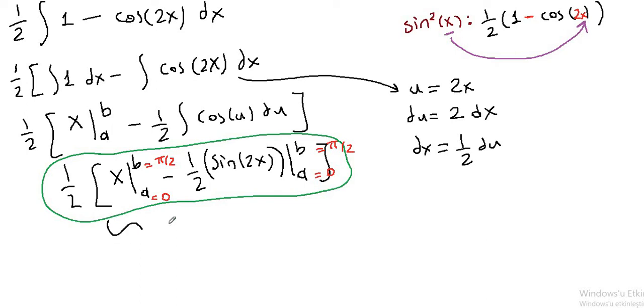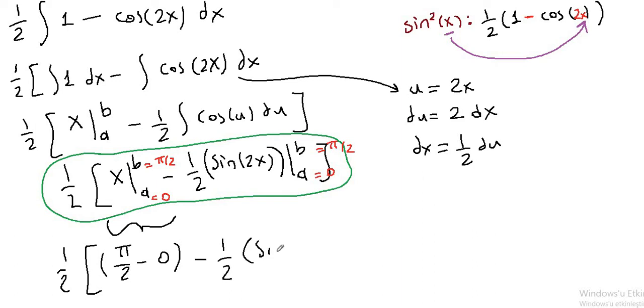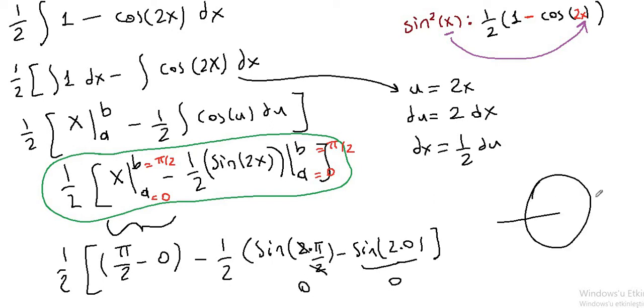If we plug in pi over 2 as the upper limit minus the lower limit, we obtain pi over 2 from the first term. And if we plug in the upper limit here, 2 times pi over 2, minus the lower limit, 2 times 0: sine of 0 is 0, and sine of pi is 0. On the unit circle, pi is here, and the y-coordinate of this point is 0. So from this term we obtain 0. Again, we obtain 1/2 times pi over 2, which is pi over 4.